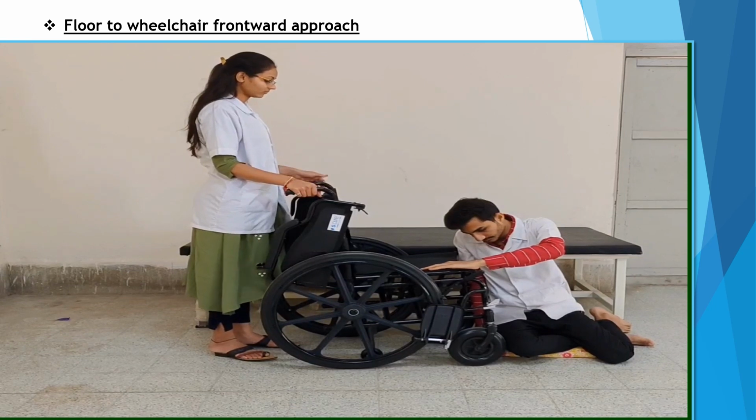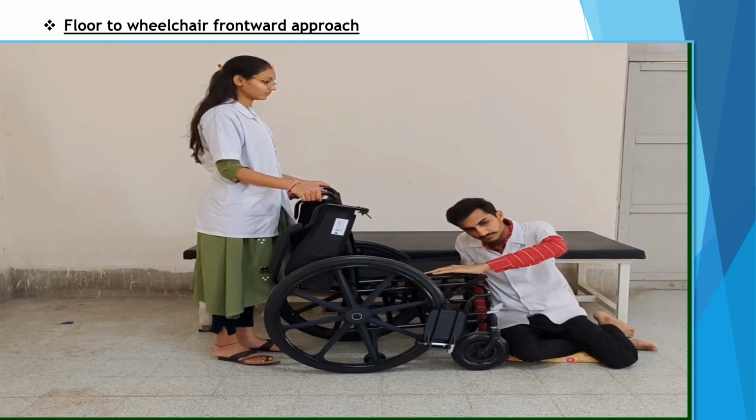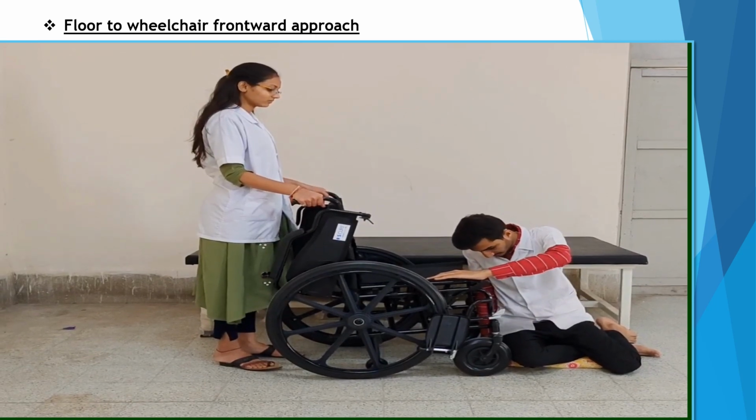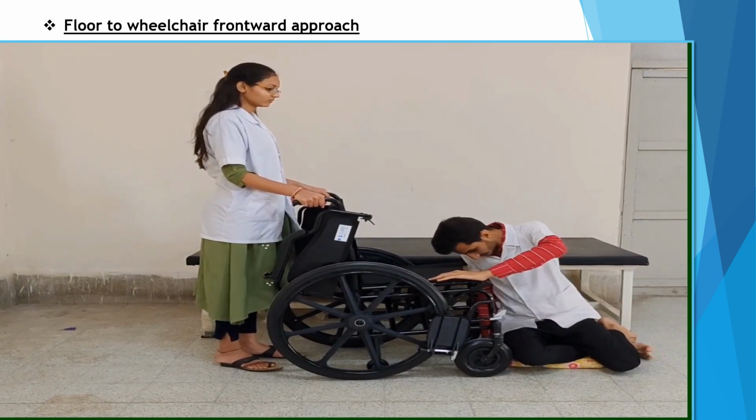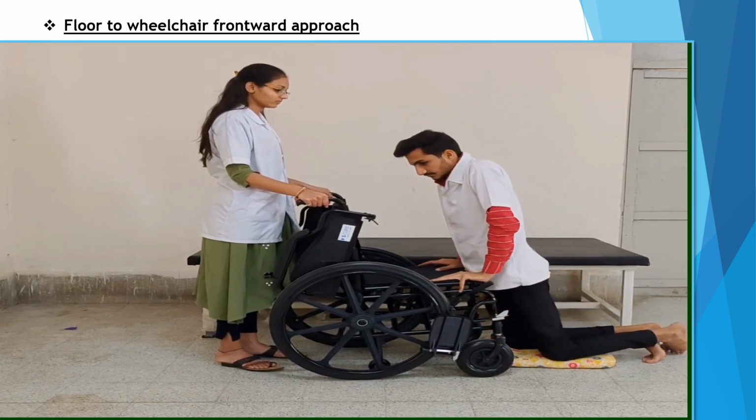Step 2. Lifting and positioning the body into the wheelchair. Maintaining this position, the patient will lift and push himself upward until he can place his hands onto the front corner of the seat and reach a high kneeling position.